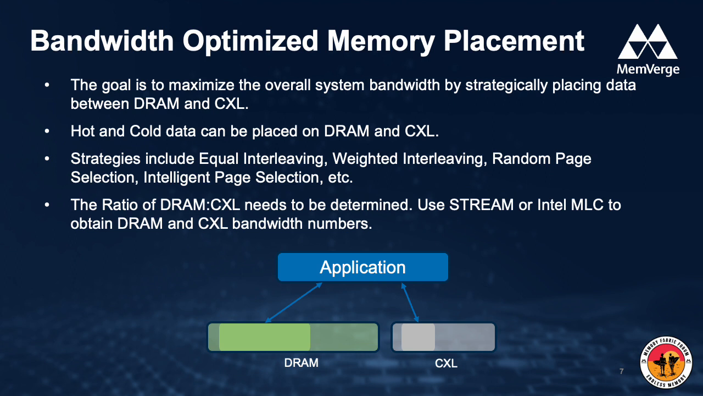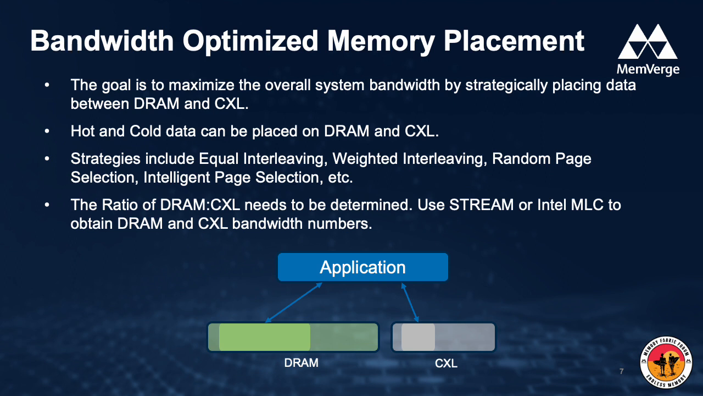The one that we're now looking at is intelligent page selection. So this is using heuristics of memory pages and not necessarily making an immediate decision, but using some historical amount of information to decide which pages or page ranges should be moved to DRAM or CXL. Now, unlike the latency, we do actually end up with hot and cold data on DRAM and CXL, because again, this is a bandwidth play, not a latency play.